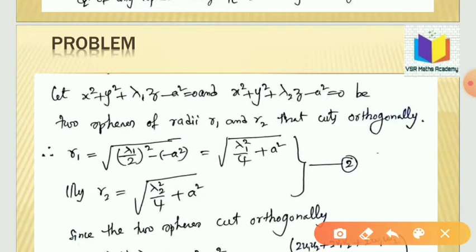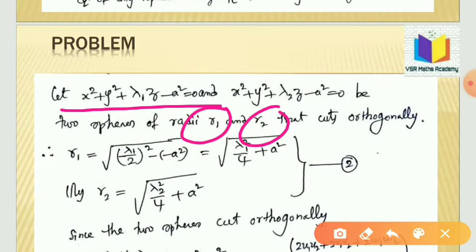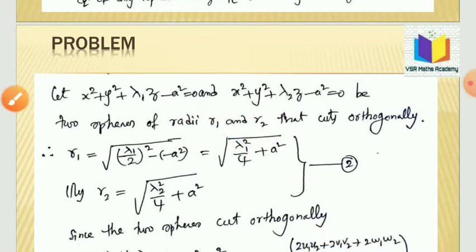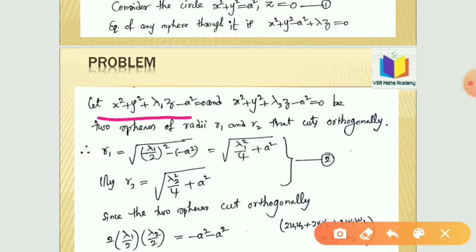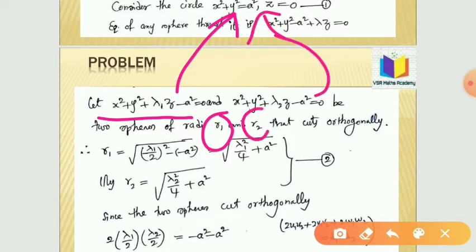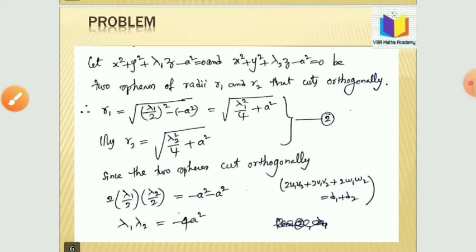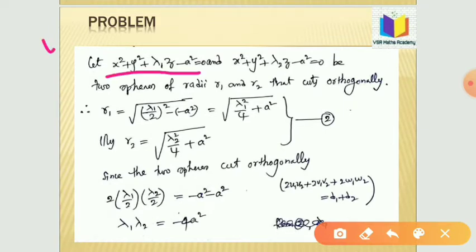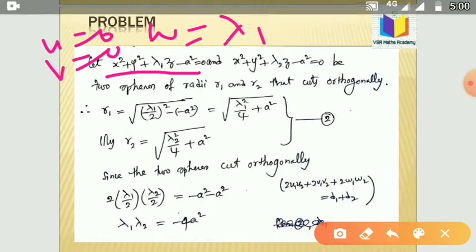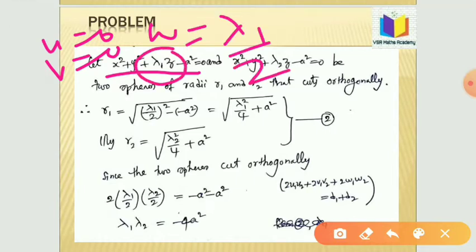the two spheres having radii r1 and r2 can be written like this. Suppose x² + y² + λ1z − a² = 0 is one sphere, passing through the circle, with radius r1, and this is another sphere passing through the circle with radius r2. Suppose like that. Then obviously, in this equation u = 0, v = 0, and w = λ1/2, because 2w = λ1, therefore w1 = λ1/2.